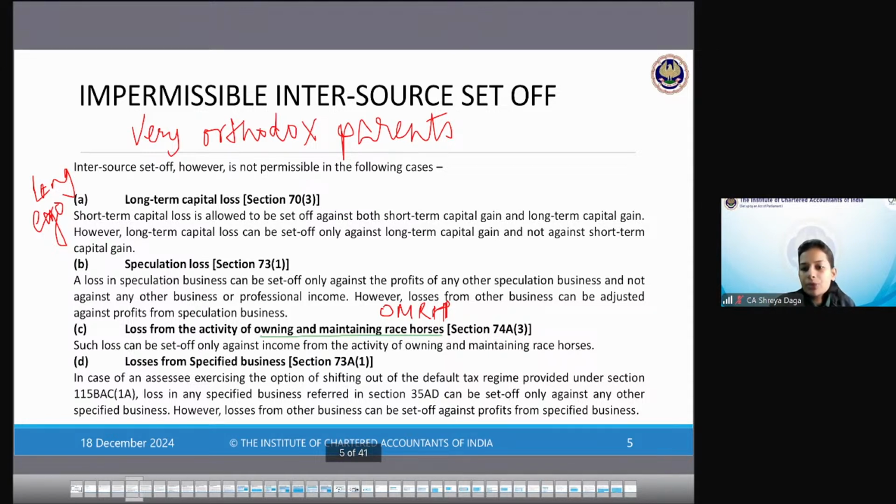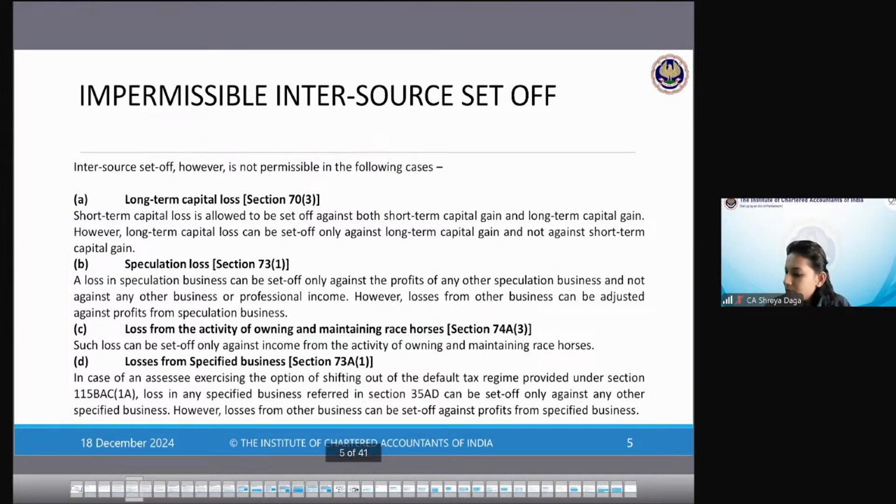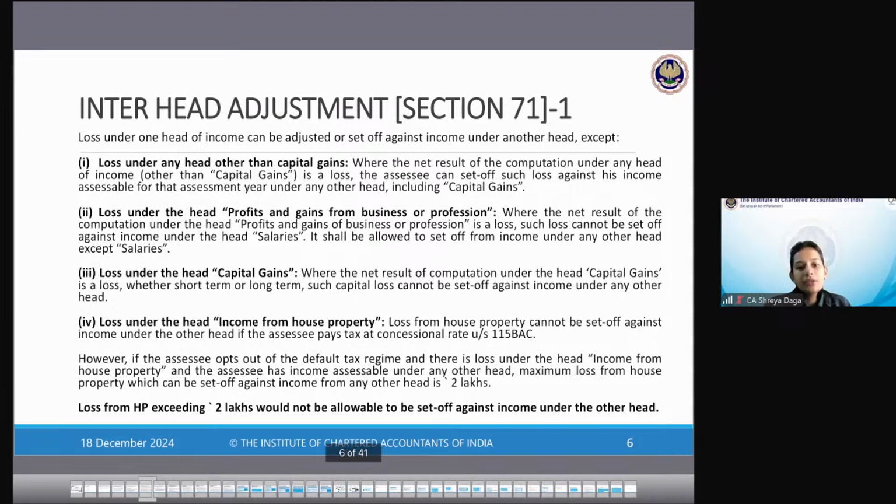All right. Next, we come to interhead adjustment, section 71. Here we are talking about intercaste. Normally, can a loss from one head be adjusted against income from another head? Yes, except the following. There are more restrictions here. Number one, capital gains. Like I told you, capital losses cannot be set off against income from any other head. Short or long, they cannot be set off against income from any other head. The long ones are a bit more conservative.